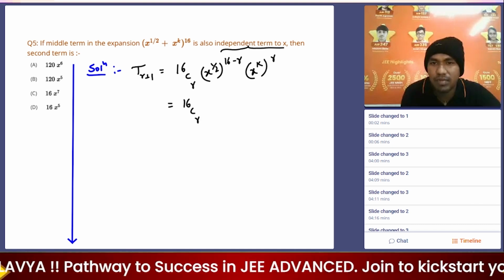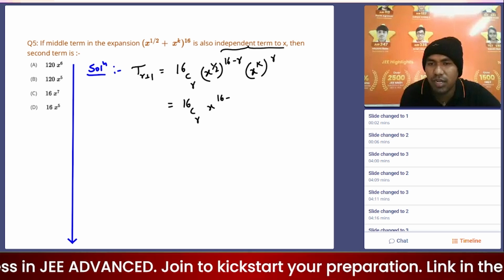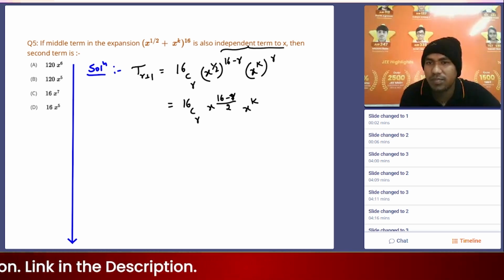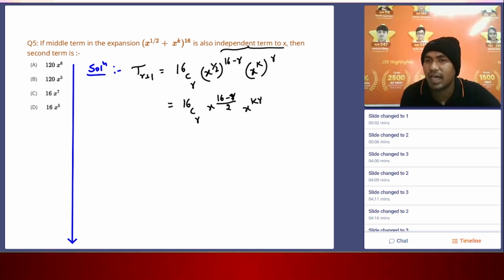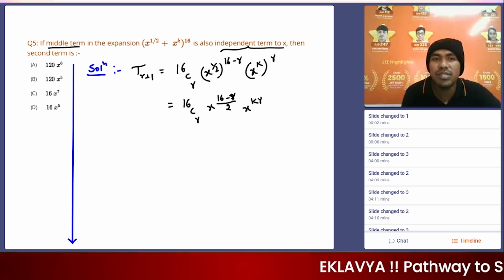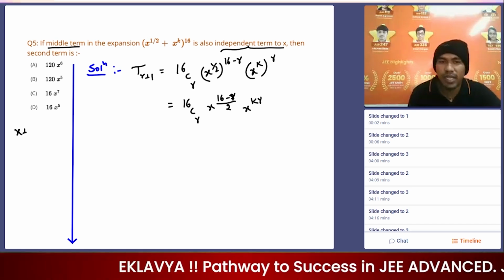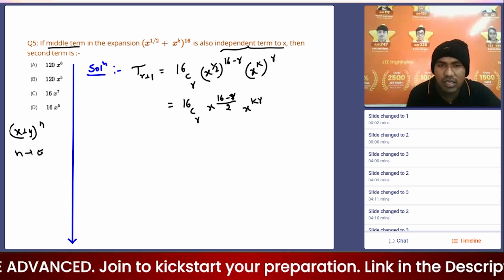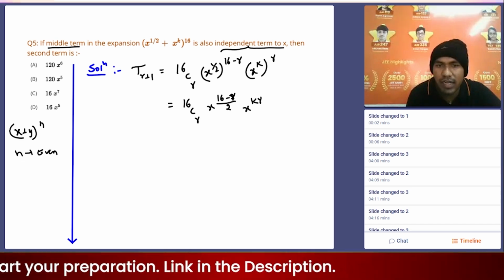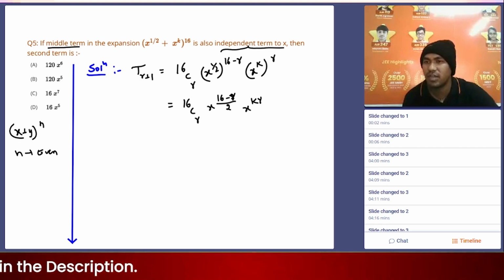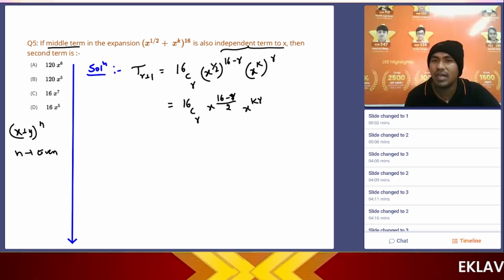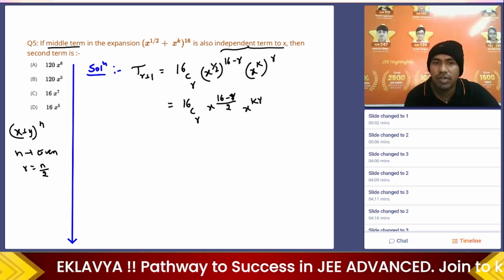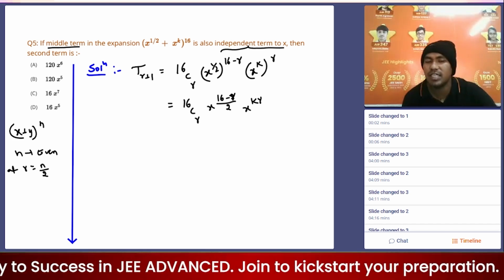Now this part will become 16CR, x to the power of 16 minus r upon 2, and here this part will become x to the power kr. Now what they mentioned, middle term in the expansion. If you see the middle term expansion, x plus y whole to the power of n, when n is even, how many middle terms will you get? Only one middle term, because the number of terms is odd. That middle term occurs at r equals n by 2.